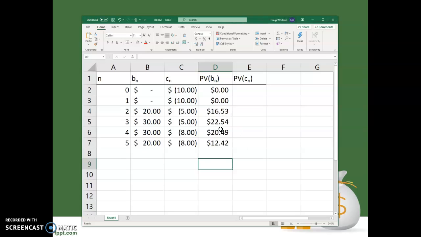So it makes sense. You should always be thinking about what these values are. Why do they make sense? It makes sense that these present values of the benefits would be less than what their values will be in the future. We are discounting them.